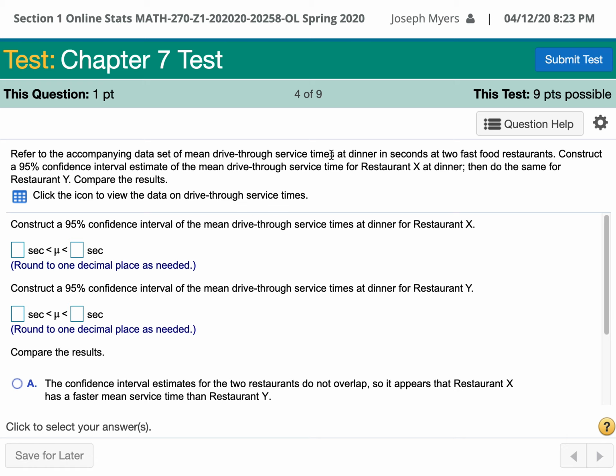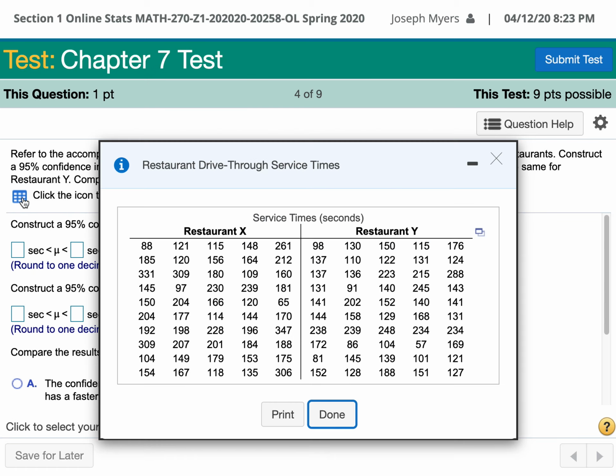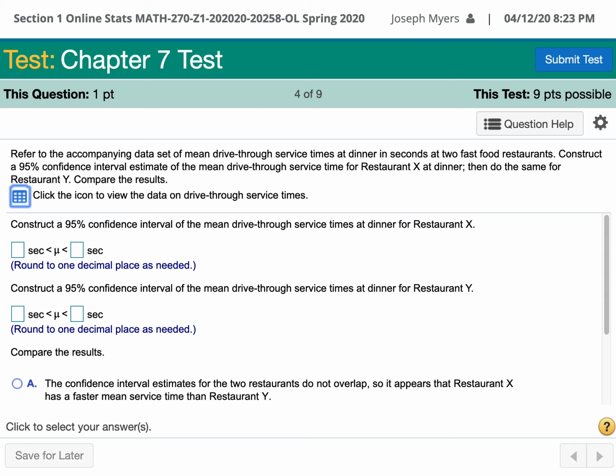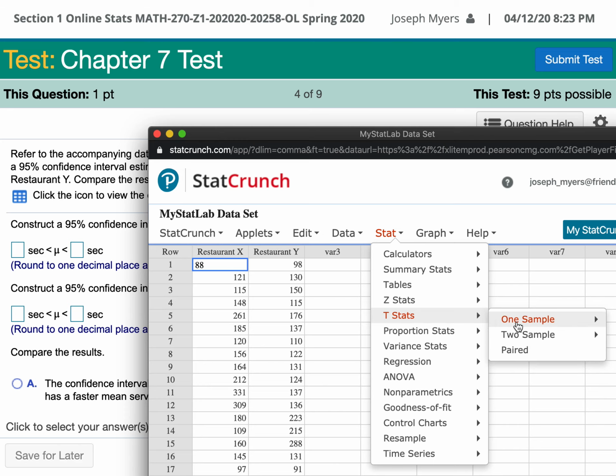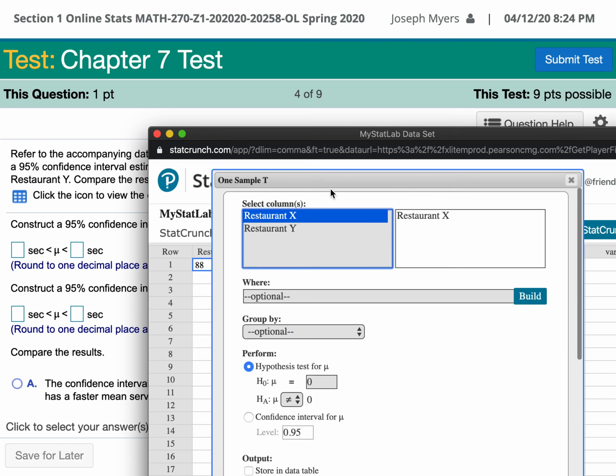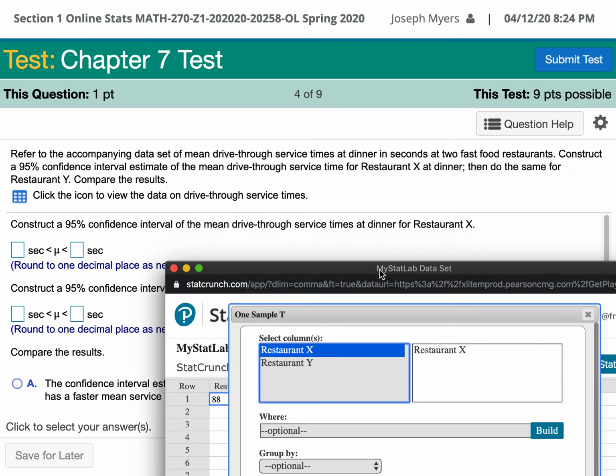Okay, now, here are some data. Let's open them up in StatCrunch, both of them. Okay, so we're going to look at the instructions. It says construct a 95% confidence interval of the mean drive-through service times at dinner for restaurant X. So when you're constructing an interval from a sample mean, you're going to use the t distribution. So stats, t-stats, one sample with data. I'm going to click restaurant X, and we want the interval of the mean drive-through times. So we're going to do 95%, which it already has.